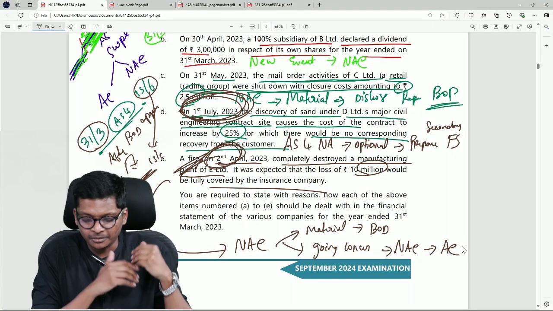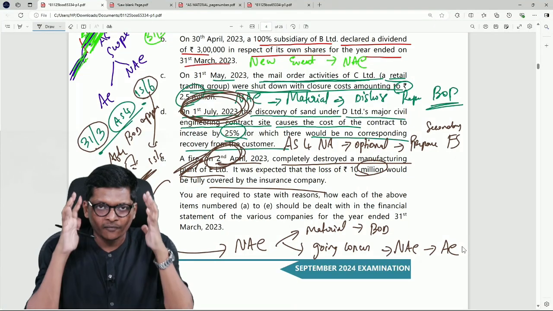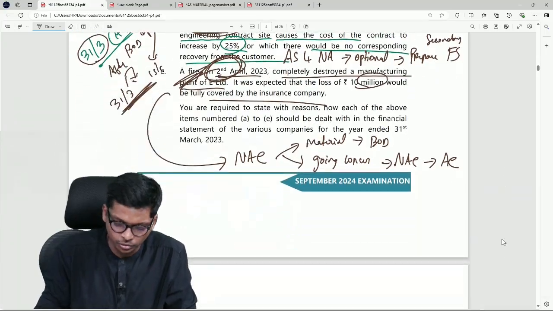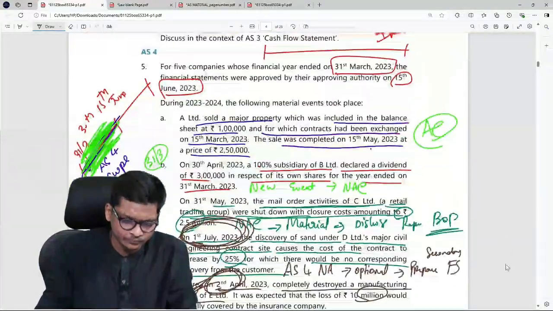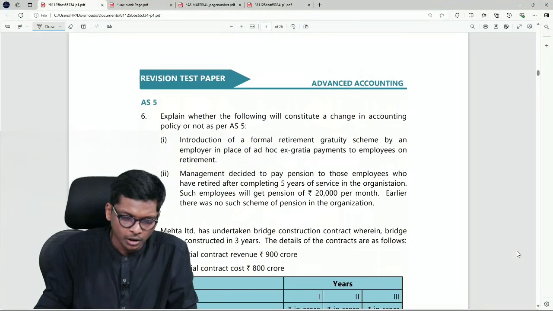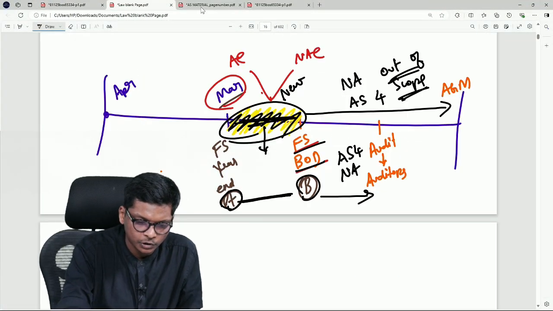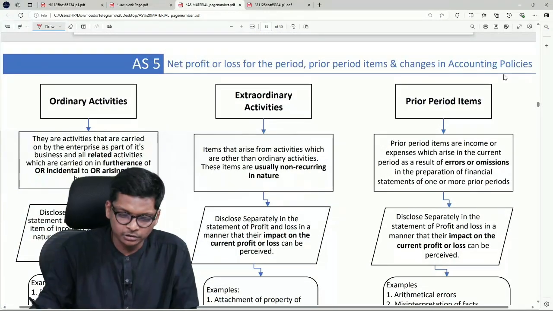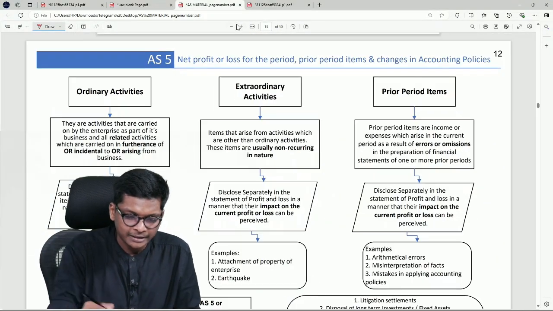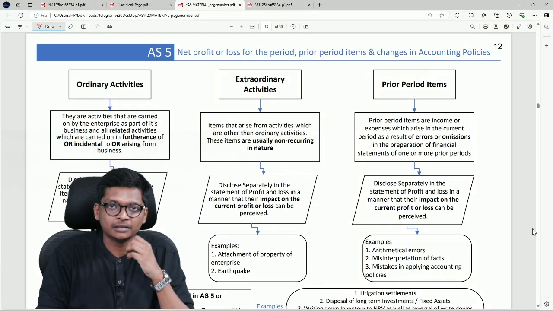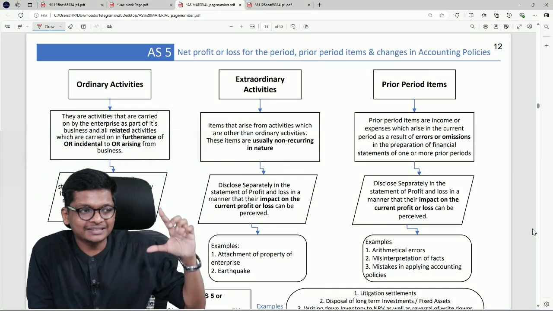Detailed logic you have in marathon or other class, guys. So here we are focusing on the question and answer. Okay. With this we are done with question 4. Next going to AS5. So what does AS5 talk about? You guys know. AS5 is the biggest standard in terms of name. It has the biggest name, guys.